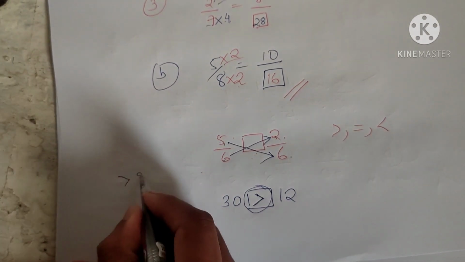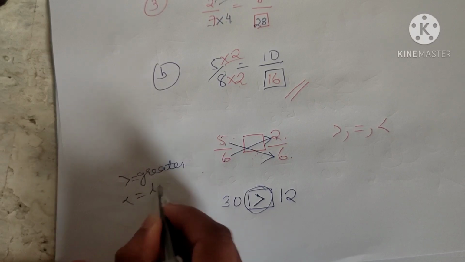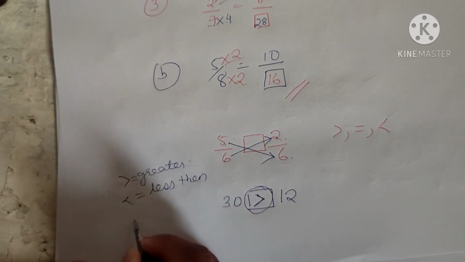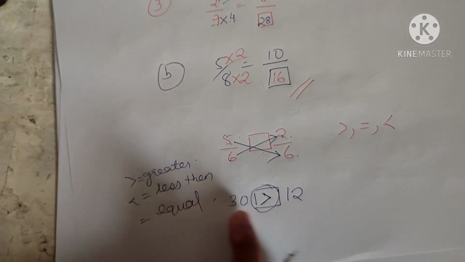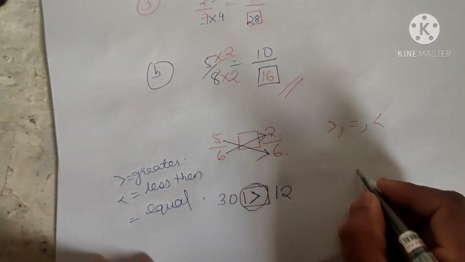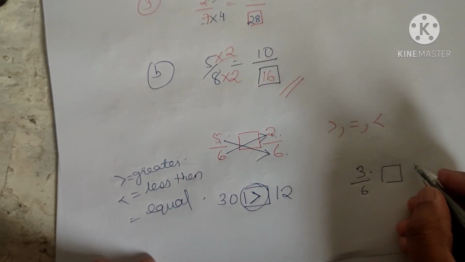Hope you know this sign is called greater than. This sign is called less than, and this is equal. Okay, so we are writing 30 greater than 12. I'll solve one more. Suppose it is given 3 by 6, and then something like it. Okay, your question is 0.